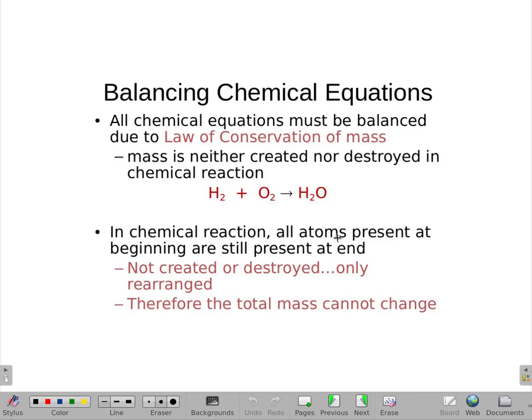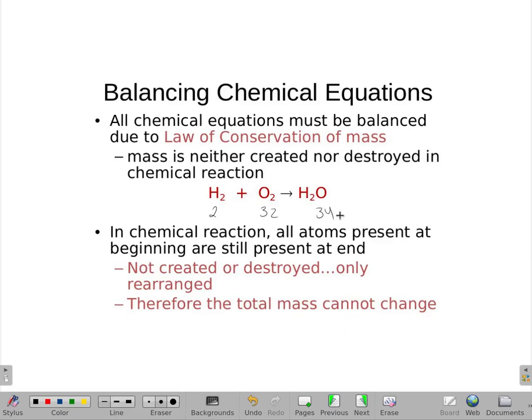The law of conservation of mass tells us that if you had the mass of the hydrogen and the oxygen, the mass of the water would have to be exactly the same when the reaction is complete. There can't be any mass created nor destroyed. But that would potentially create a problem here. Hydrogen has a mass of 1 gram per mole. So let's say we had 2 grams of it, and let's say this was 32 grams. The law of conservation of mass would say that this needs to be 34 grams when it's all done.